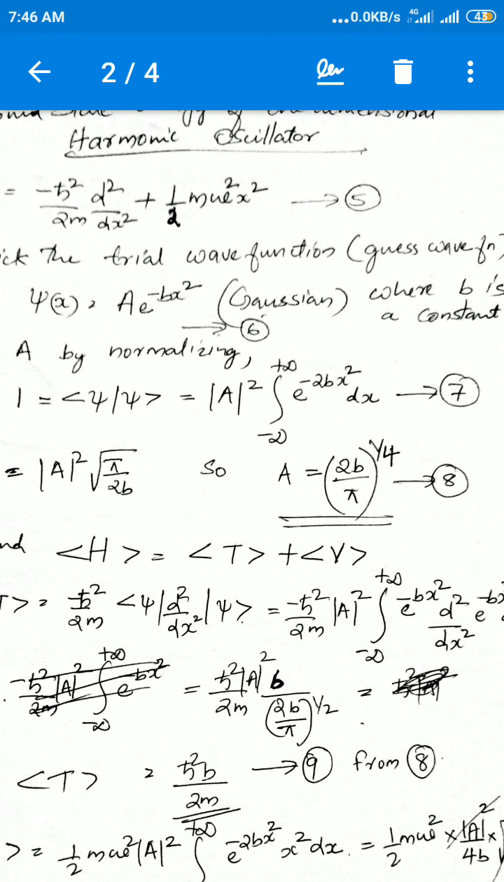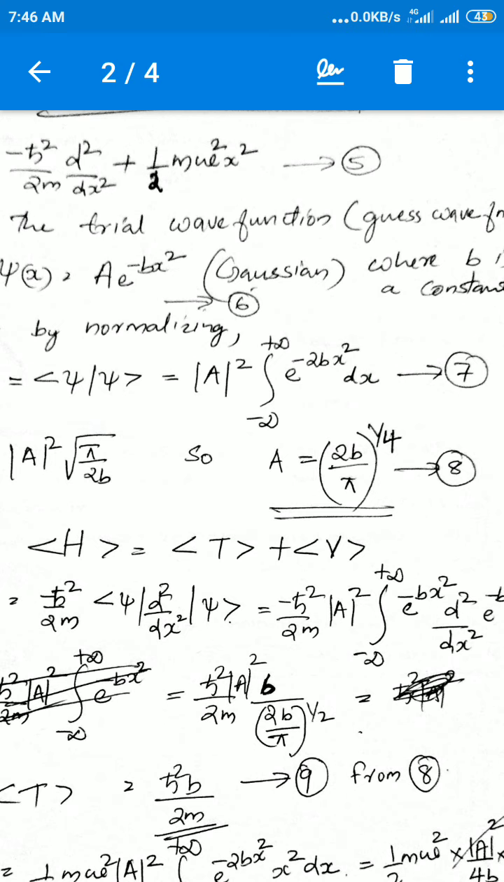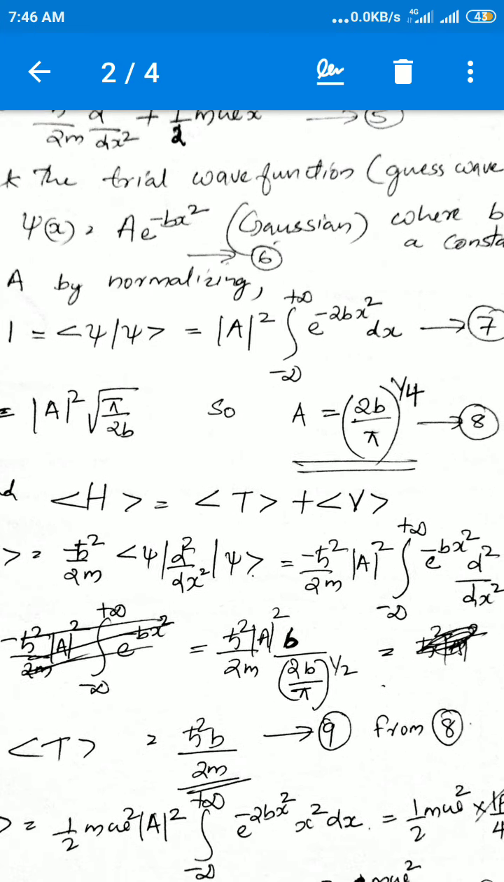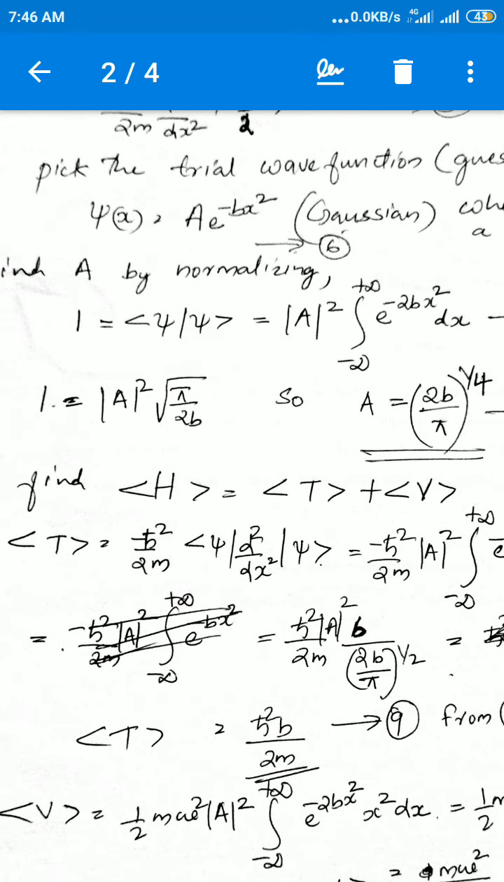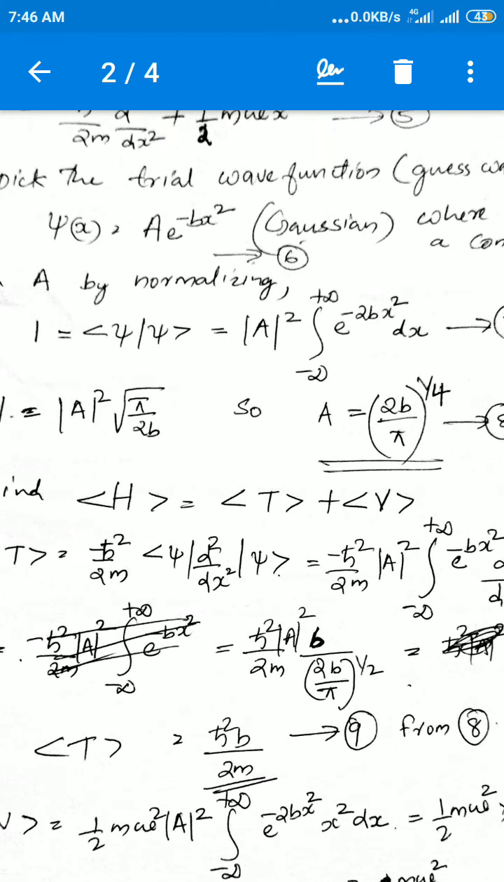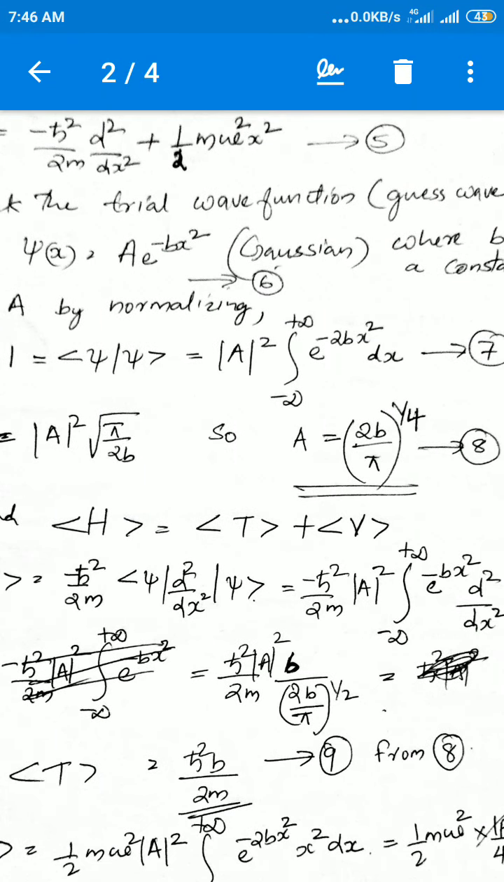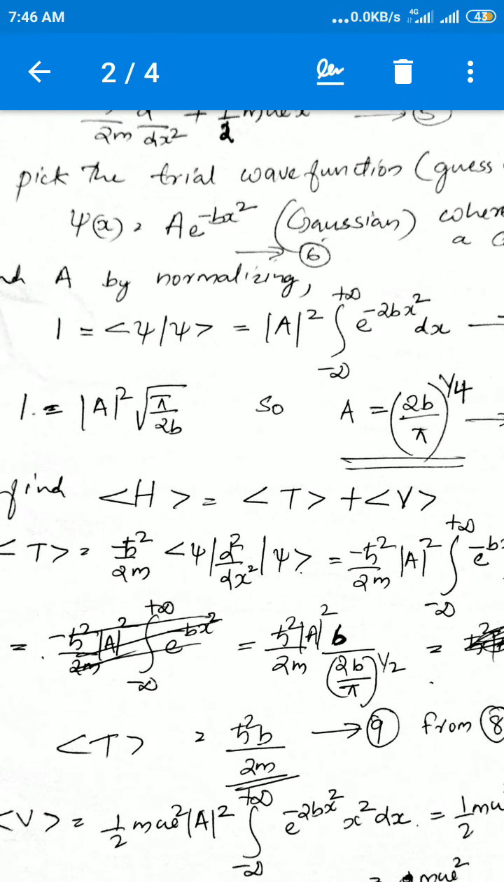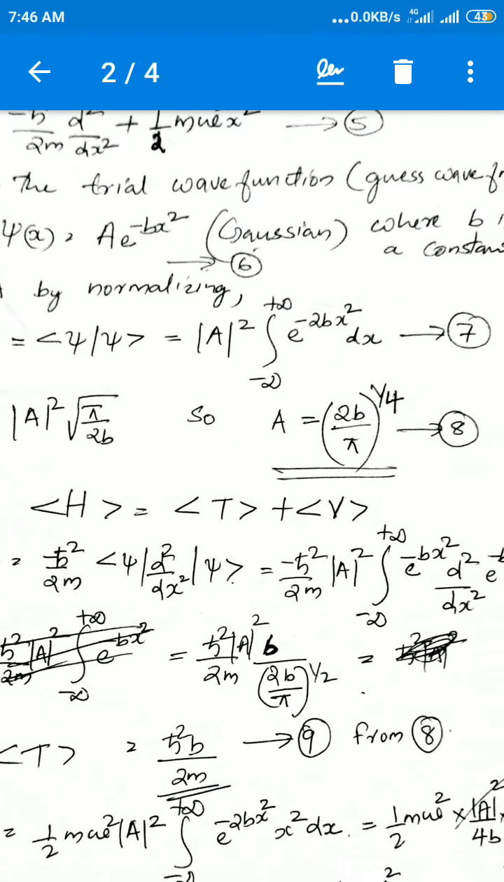When you take the integration of e raised to minus 2bx square from minus infinity to plus infinity, it is a particular defined value, which is equal to root of pi by 2b. Remember that. So when you do that, you will get a modulus square into root of pi by 2b is equal to 1. From that you can find a, which is 2b by pi whole raised to half. Understood? That is equation number 8.